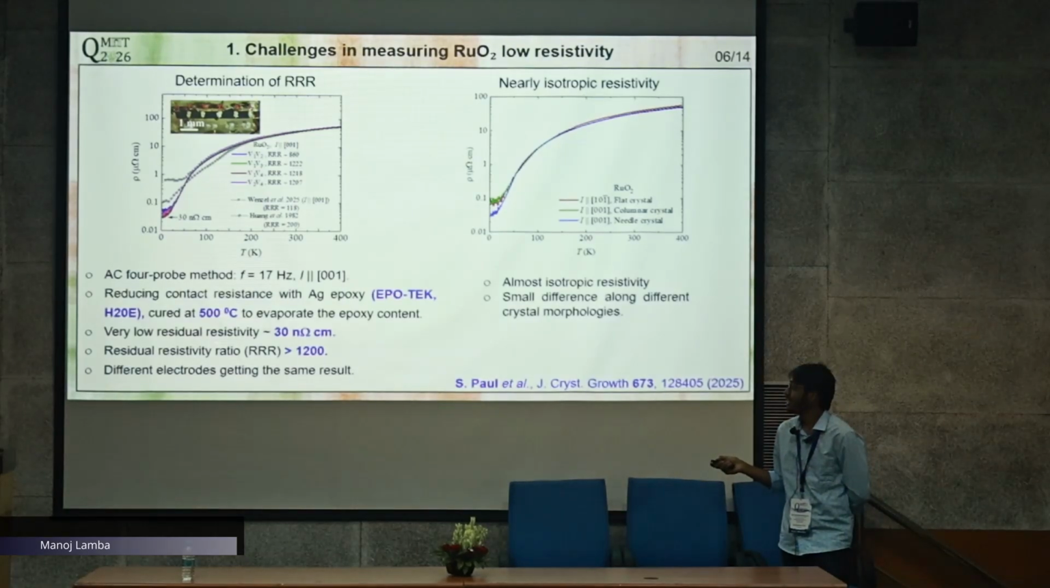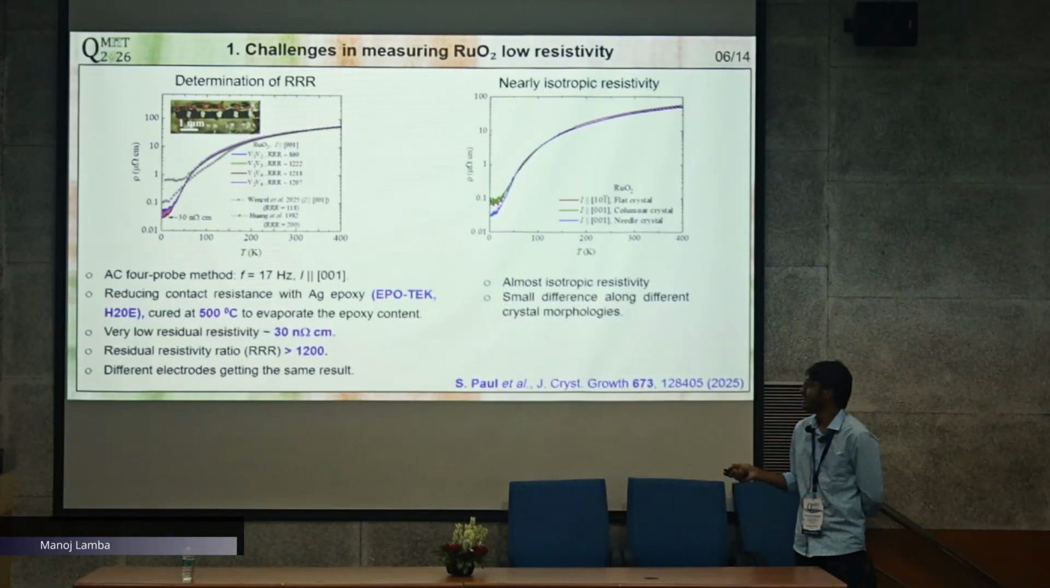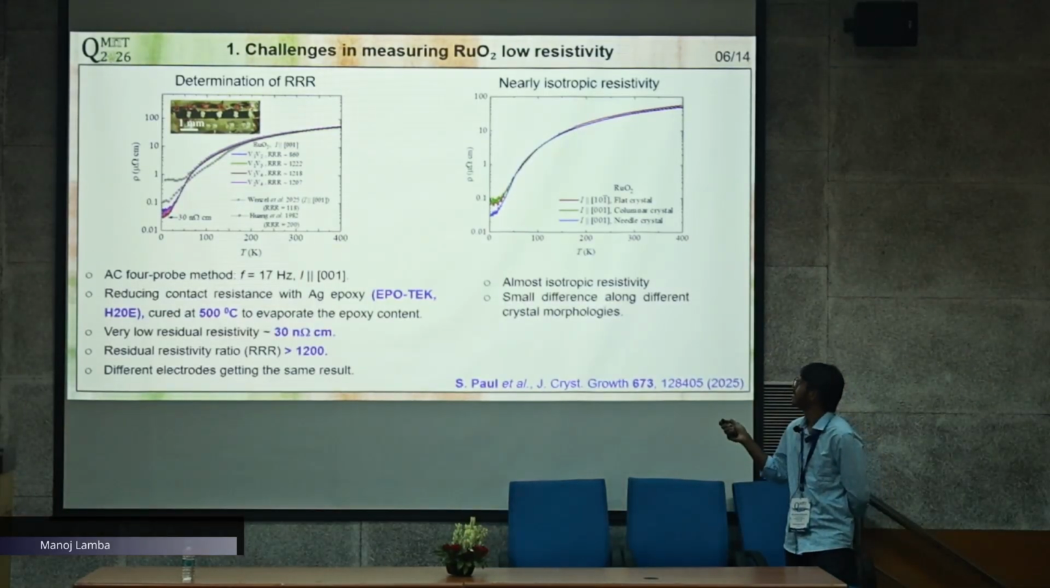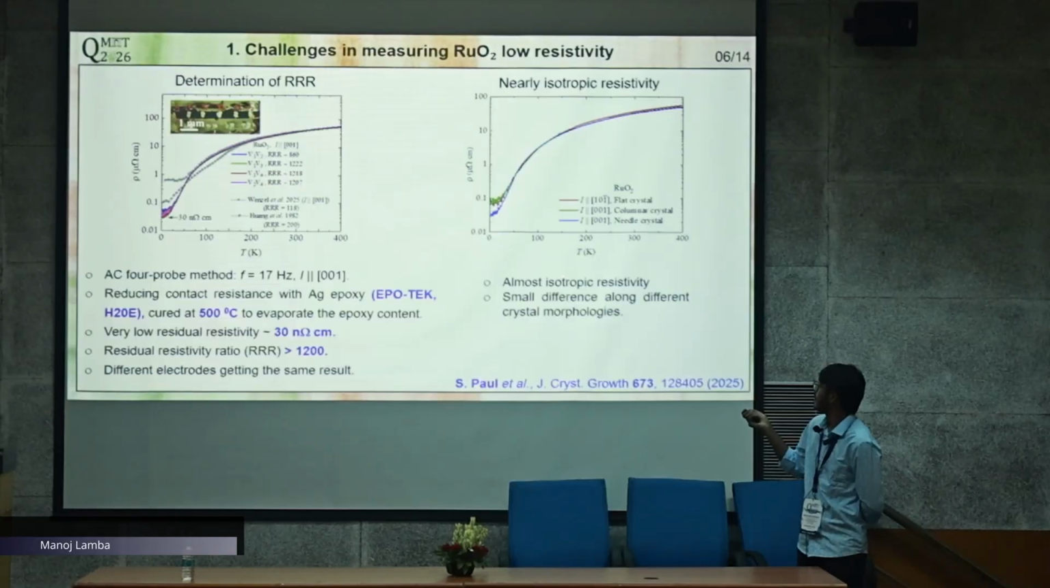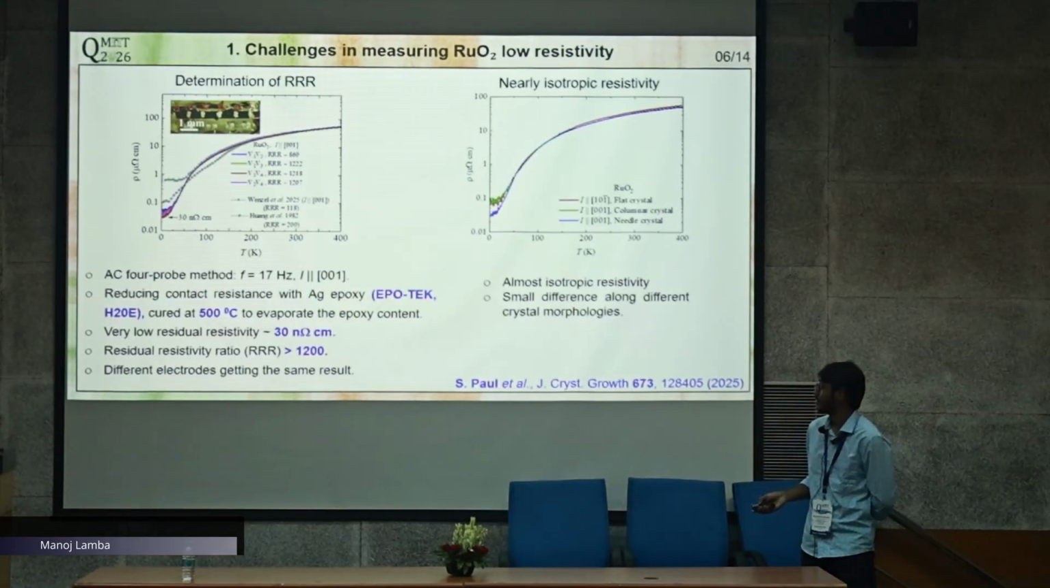And we obtained a very low resistivity around 30 nanohm centimeter, and the residual resistivity ratio is higher than 1200, and different electrodes also give the same results. Also, for different morphology crystals we obtained similar results, and this is quite reproducible.